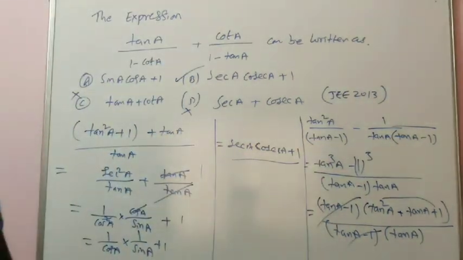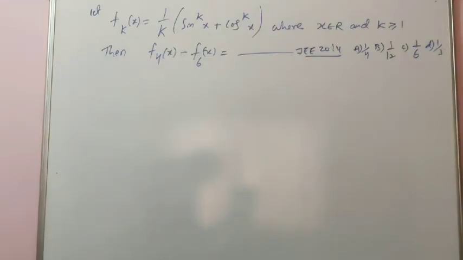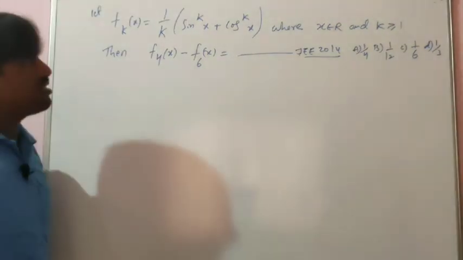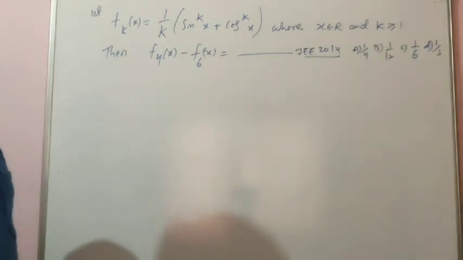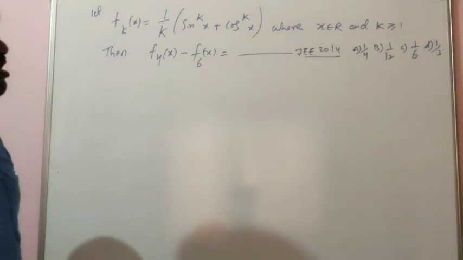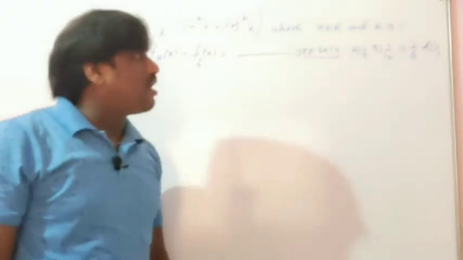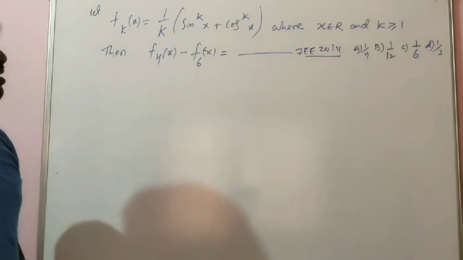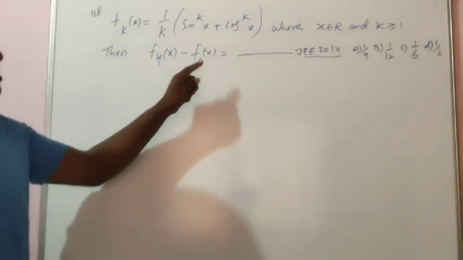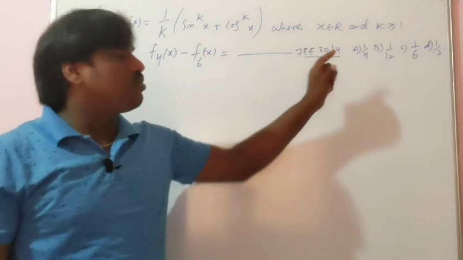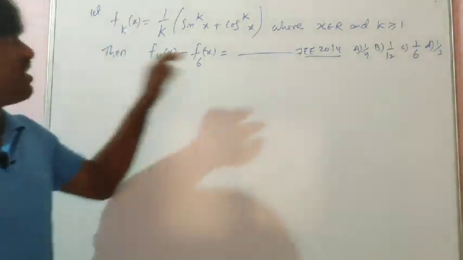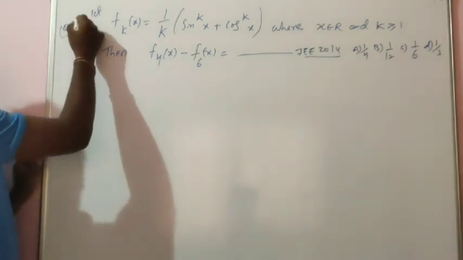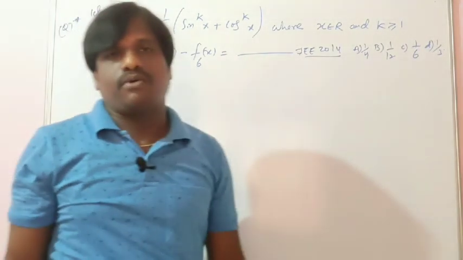Let us solve another question. Here students, let us see, this question was asked in JEE 2014. f of k of x is equal to 1 by k, sin power kx plus cos power kx, where x belongs to R and k is greater than or equal to 1, then f of 4x minus f of 6x equals dash. Options are given. It's a very important question, make it a star for this. These types of model questions are most important for JEE.